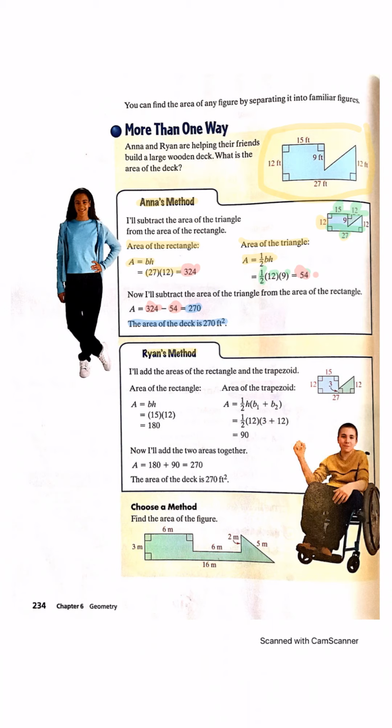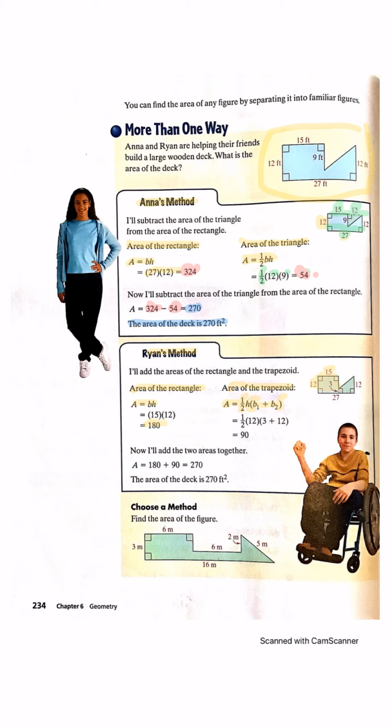Ryan's method, he says, I'll add the areas of the rectangle and the trapezoid. The area of the rectangle, area equals base times height. So what he did is he took 15 times 12, because he's getting the area of this figure right here, and that equals 180. The area of a trapezoid is going to be area equals half the height times base 1 plus base 2.